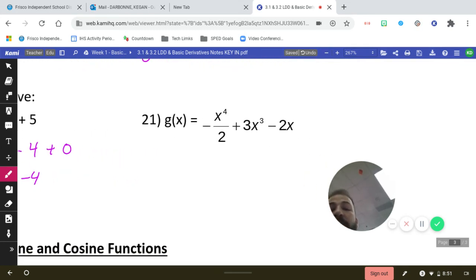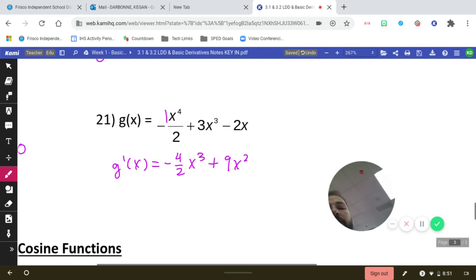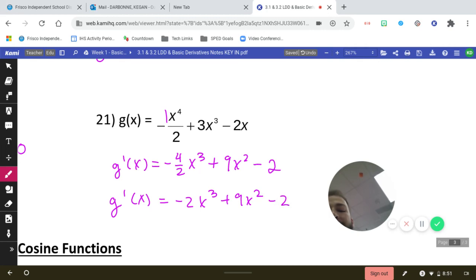21, g of x. Okay, g prime of x equals negative x to the 4th over 2. That's just the same as negative 1/2. So this becomes negative 4/2 x cubed plus 9 stays the same. 3x cubed becomes 9x squared. Subtraction sign stays the same. 2x becomes just 2. And once again, I can leave it like that if I want to, or I can just simplify that out into negative 2x cubed plus 9x squared minus 2.